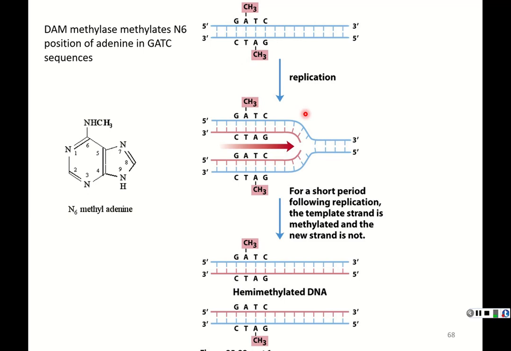Right, and this just shows how when you get replication, the parent strands are replicated. For that short period of time, the daughter strands are not methylated, and that's just referred to as hemimethylated DNA.